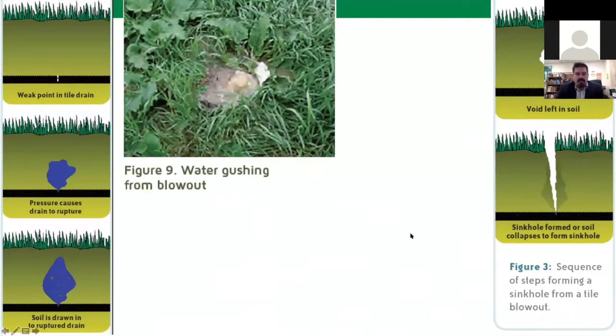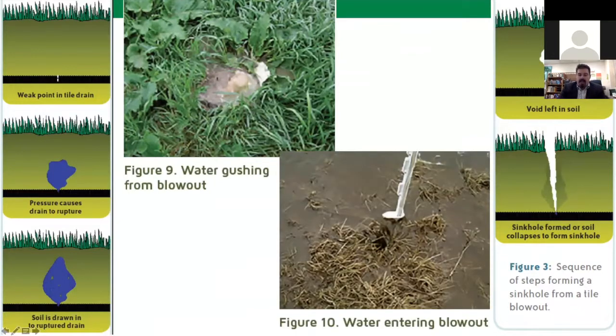So here's a picture of a blowout with water actually flowing up through that hole that was created. And then here's a picture of, I think, a different field, where the water is now flowing into a hole after a rainfall event. So these are really big problems. And you can imagine if you're putting manure out there, then you've got this direct transport of manure right into the tile drain.